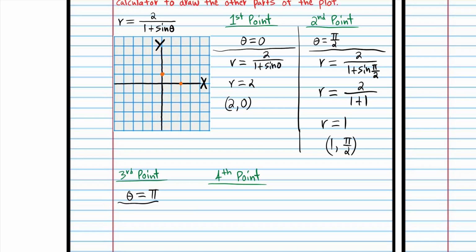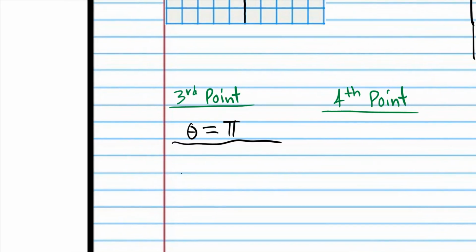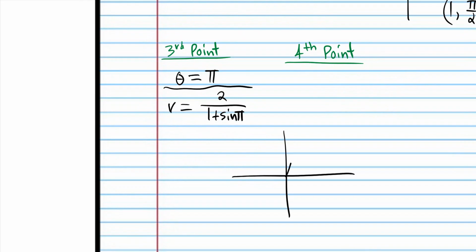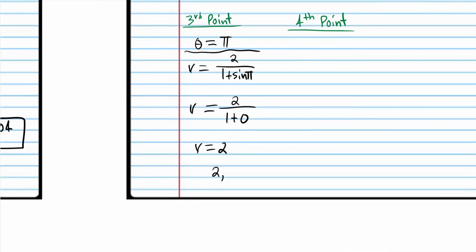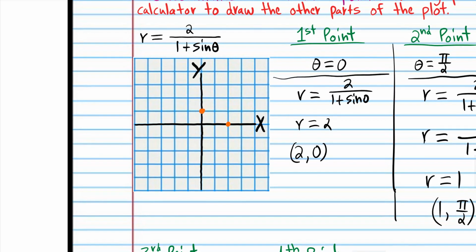So if theta is pi, we have 2 over 1 plus sine pi. Now again, picture your sine curve. Sine pi is here, so that means the y value is 0. So sine pi is 0. So that means our r value is 2. So our point is 2 comma pi. Okay, so we're going to count out 2 units, then rotate pi radians.